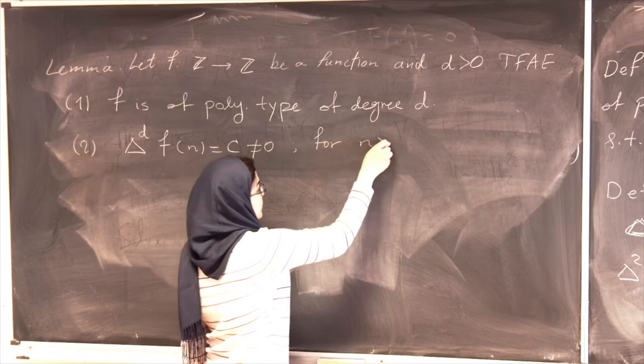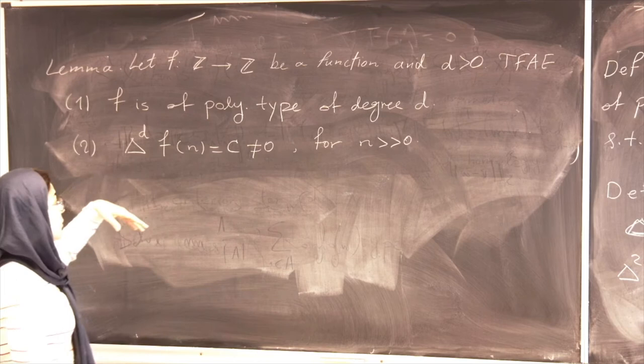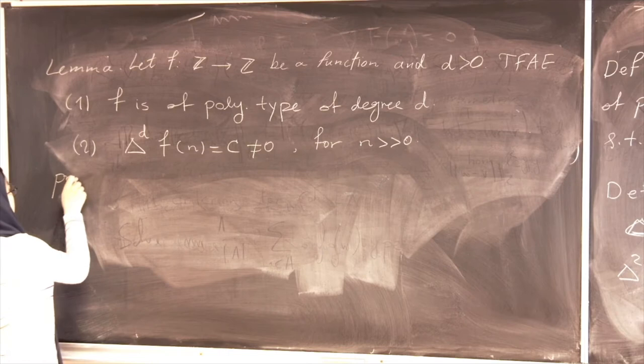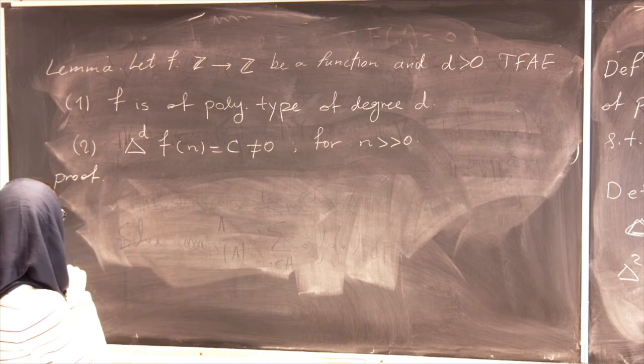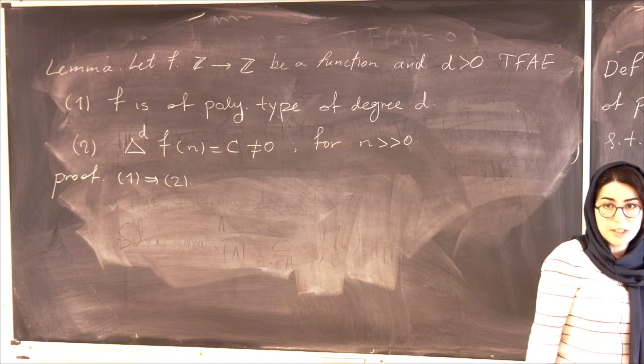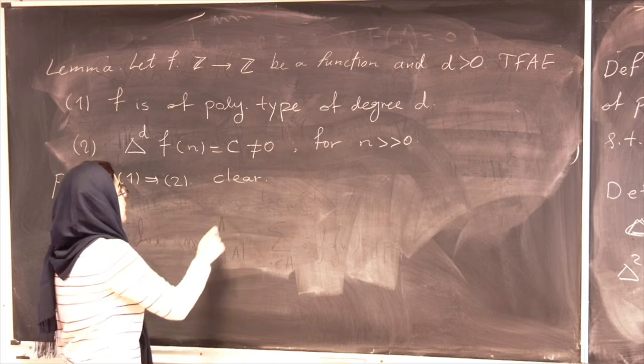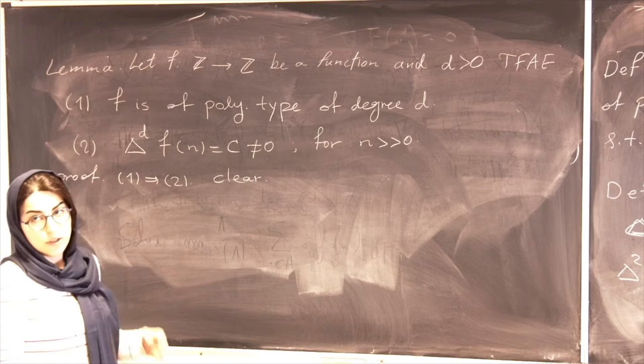This lemma in fact helps us prove the theorem about the Hilbert function, why it is of polynomial type, so we use this criterion. From 1 to 2 is easy to see because, from the definition of this operator, if f is of polynomial type of degree d, and you take the difference, then delta f is of polynomial type of degree 1 less. So if you do it d times, then the degree goes down by d. So 1 to 2, I will say clear, because each time this operator decreases the degree of the polynomial by 1.